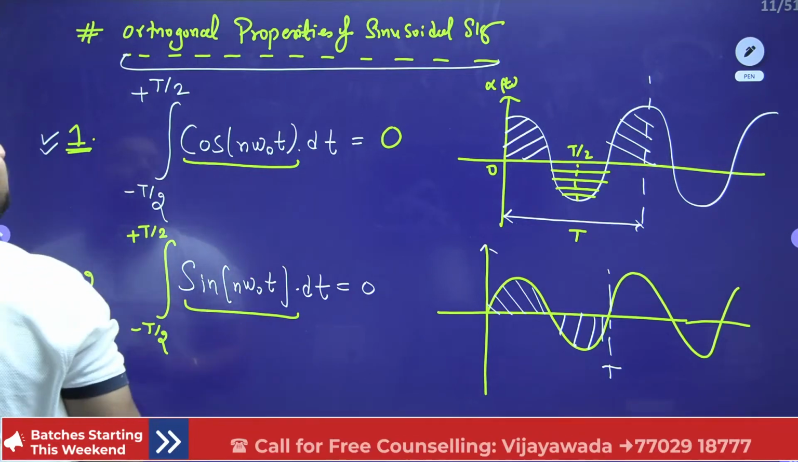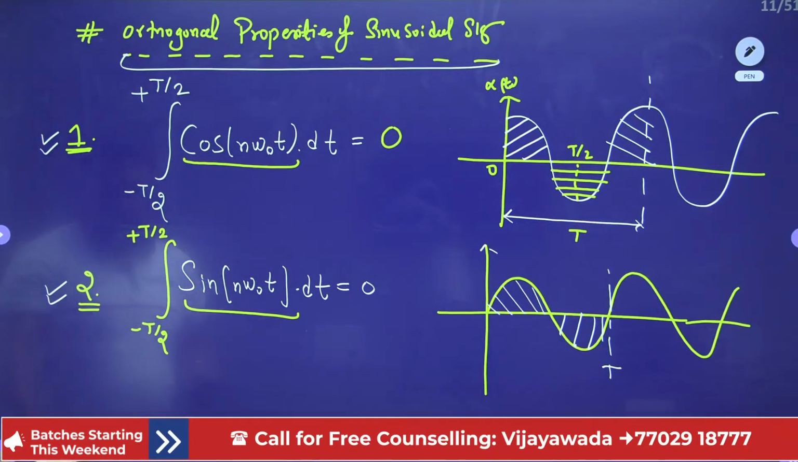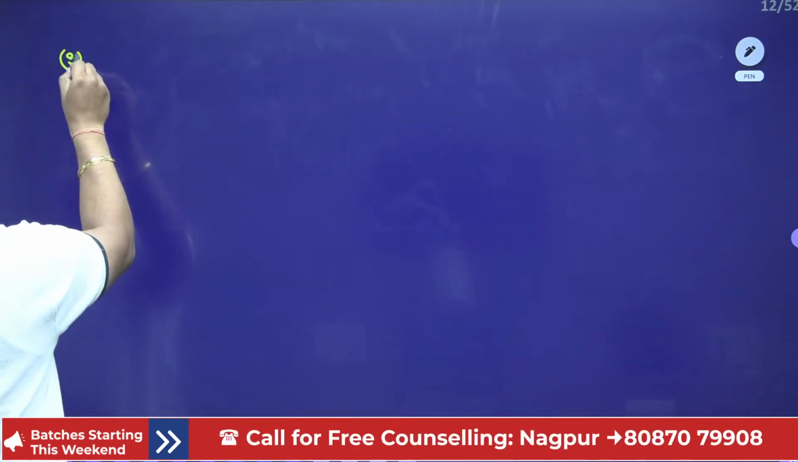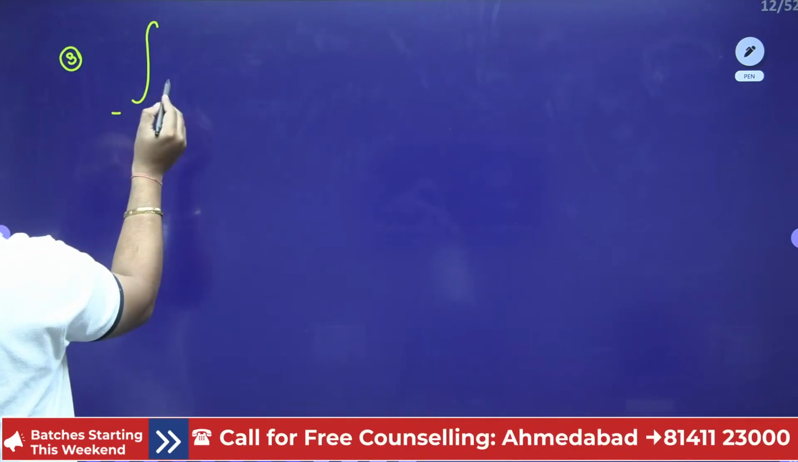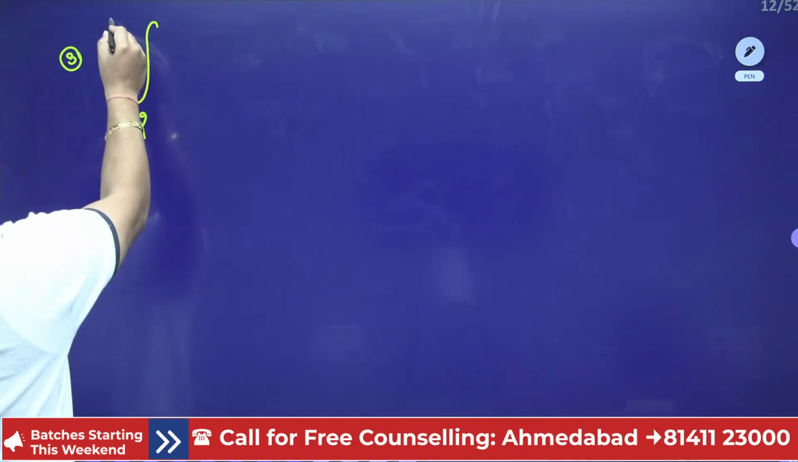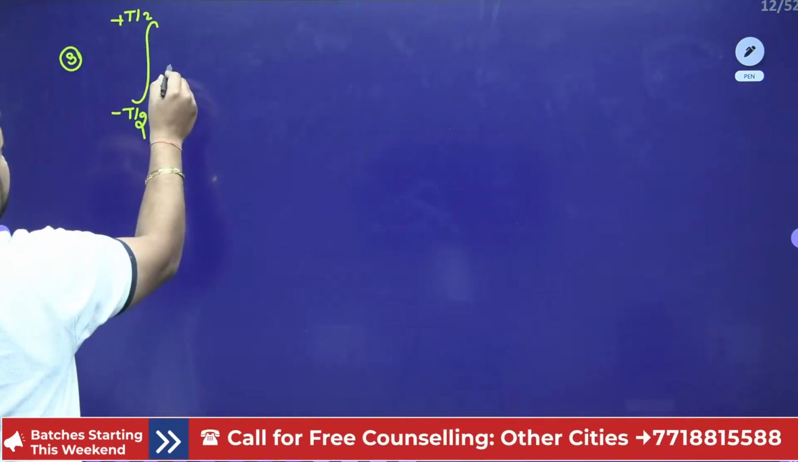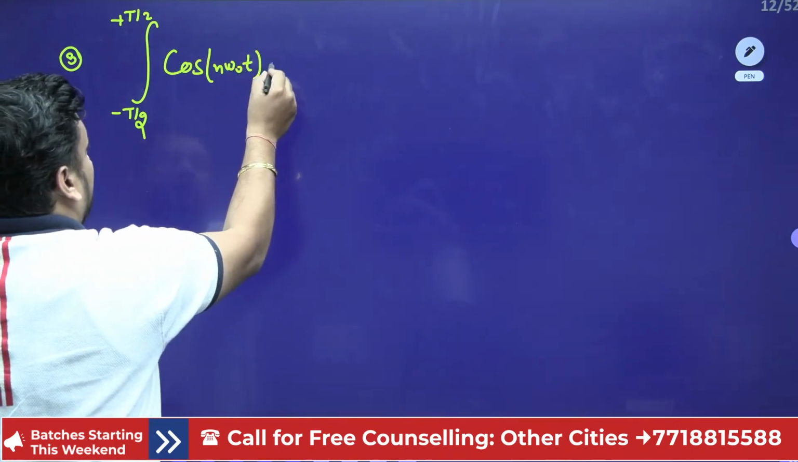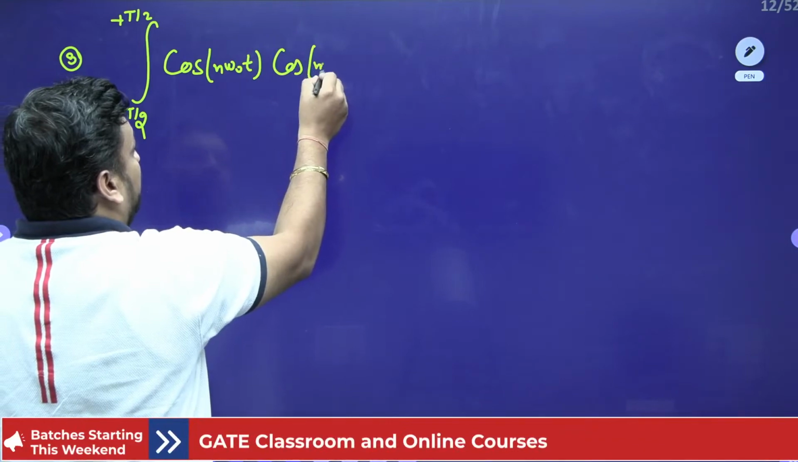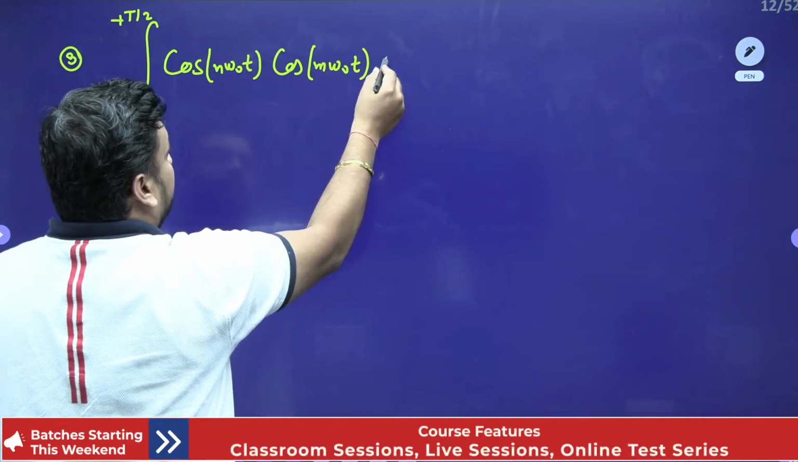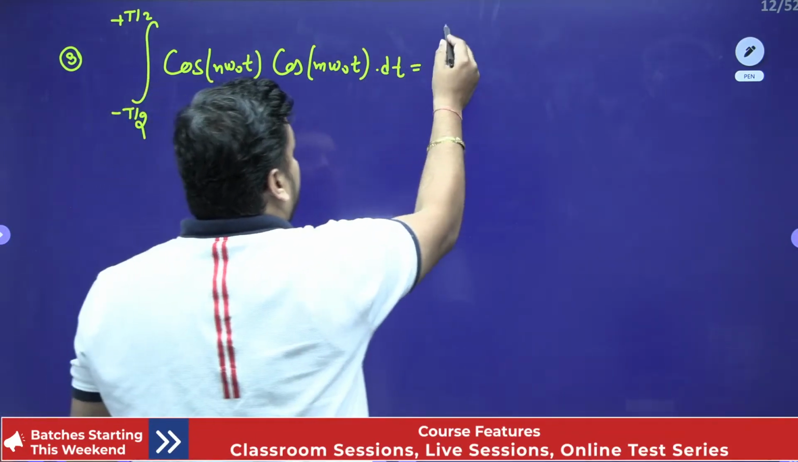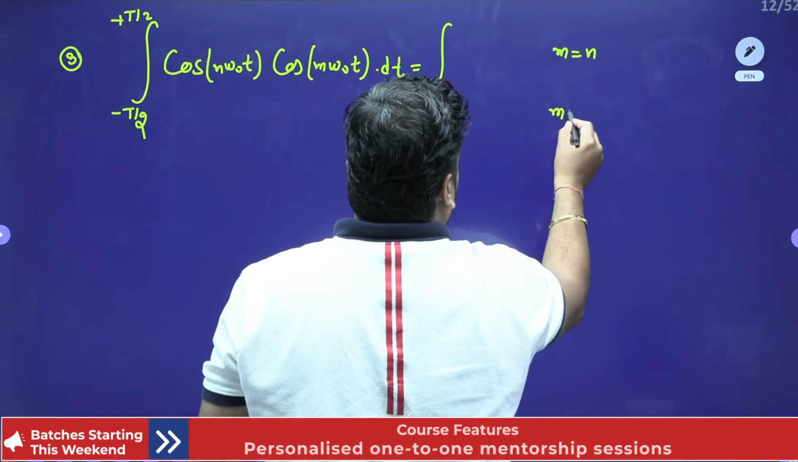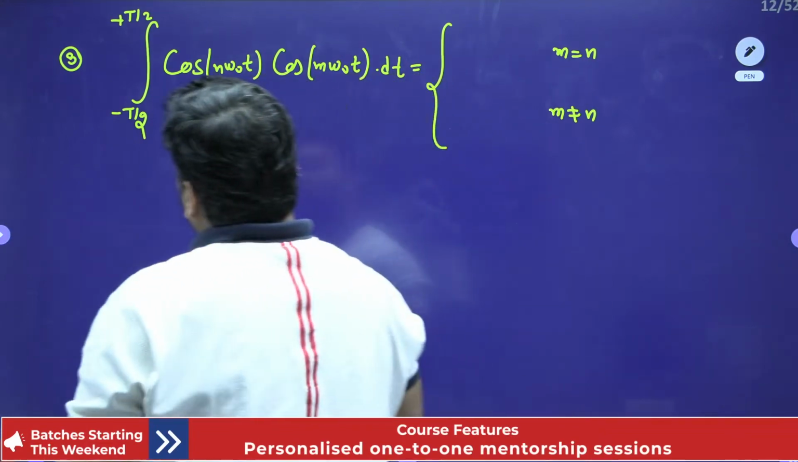So I think property number 1 and 2 for the orthogonal set of properties is clear to you. Now I am writing property number 3. Property number 3 says that if I have minus T by 2 to plus T by 2 for the fundamental time period capital T, and I write the integral of cos of n omega 0 t dot cos of m omega 0 t dt. Now I have two conditions here, sir: one is when m equal to n and one is when m is not equal to n, then you need to tell me, guys, what you will get.